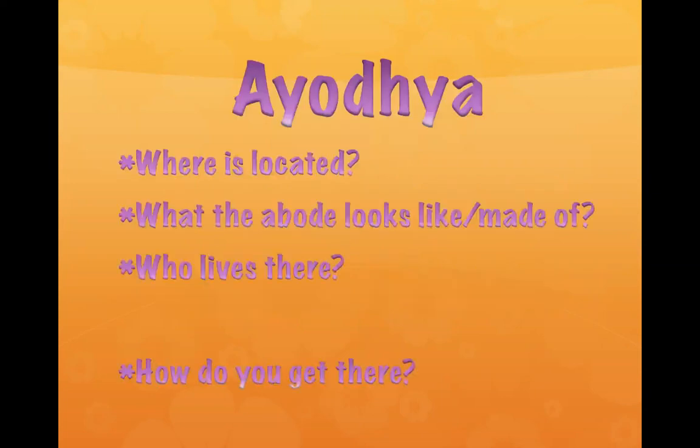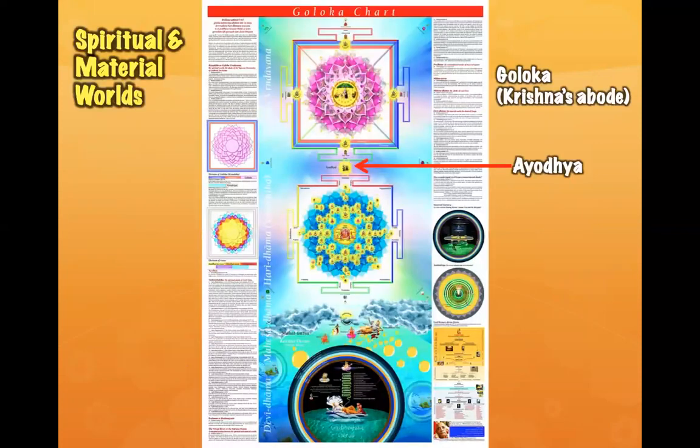Goloka is a very special place. So that's a rough idea of Goloka Dham. Now we look at Ayodhya. Again, a similar thing: where it's located, what the Dham looks like, who lives there, what happens there, how do you get there? So Ayodhya is there.